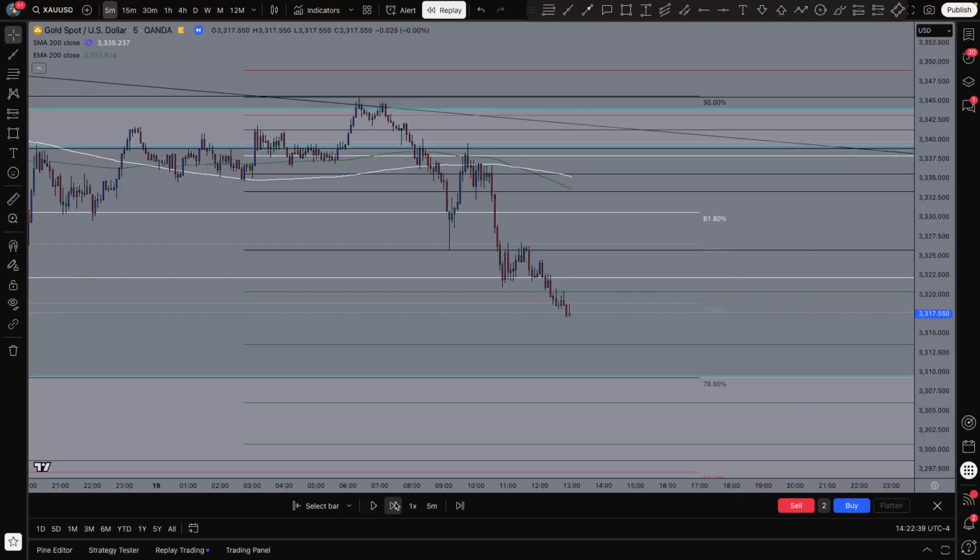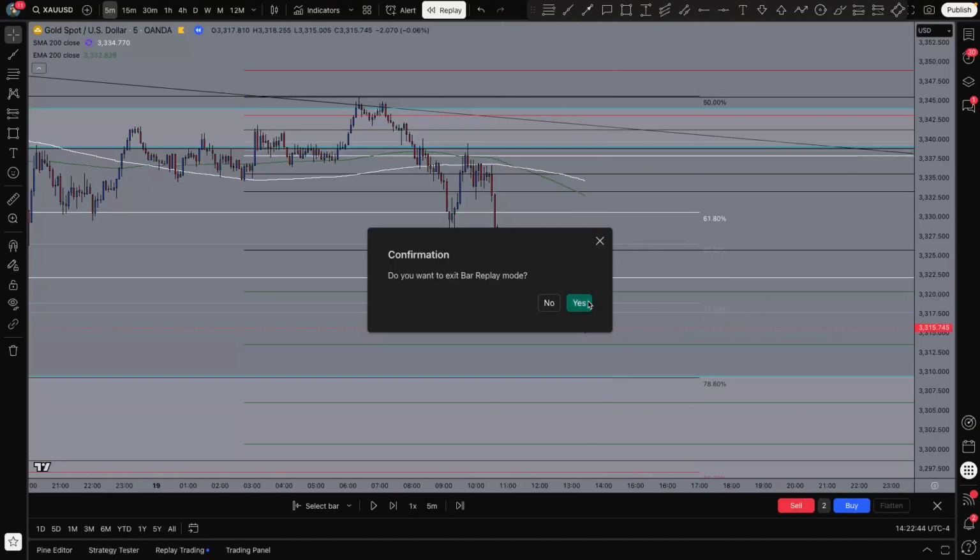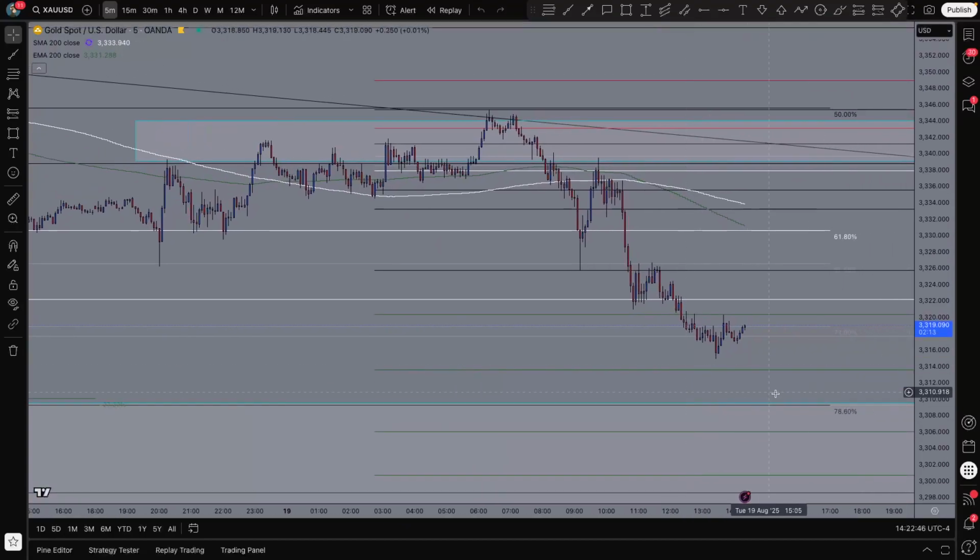And now price is trading around 33.17 or something like that. So that was the breakdown for today. Hope you guys learned a thing or two.